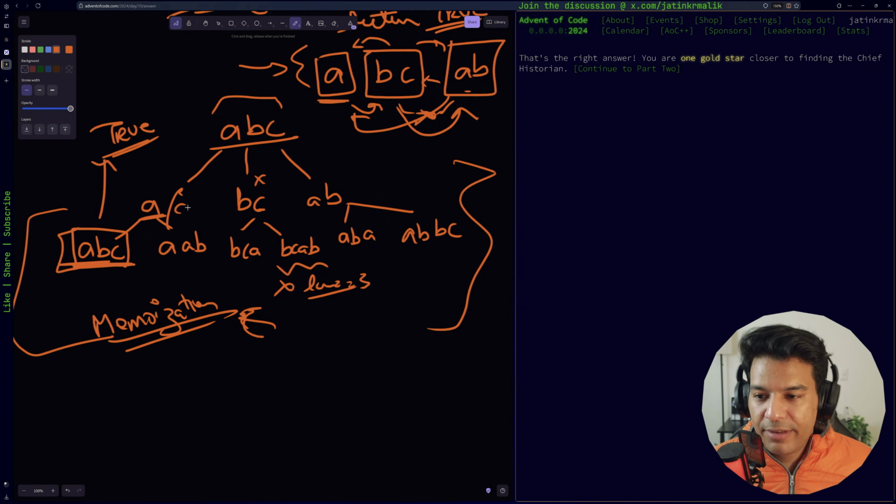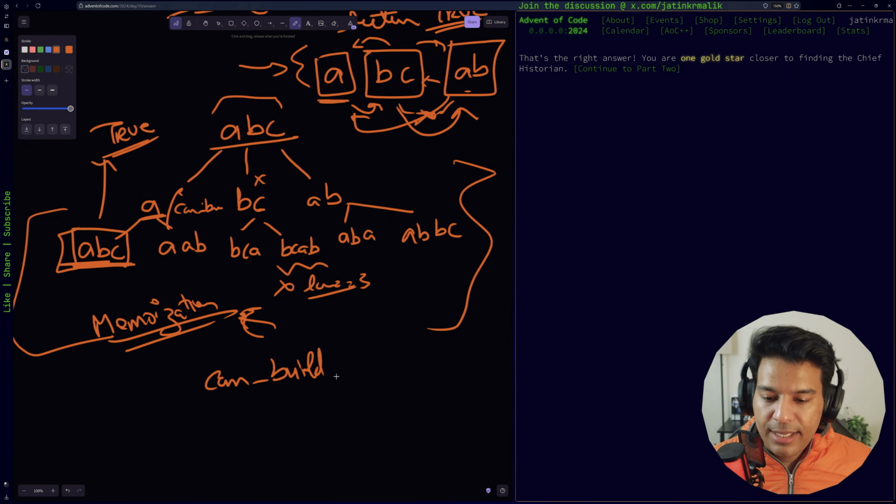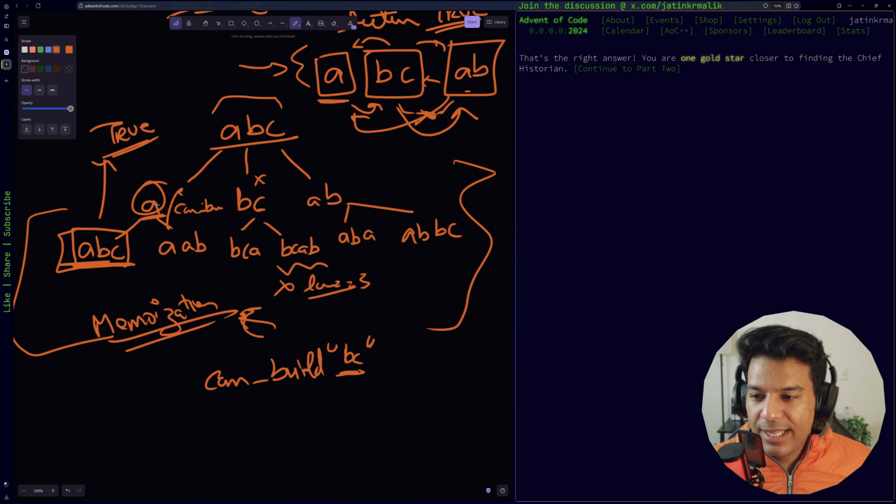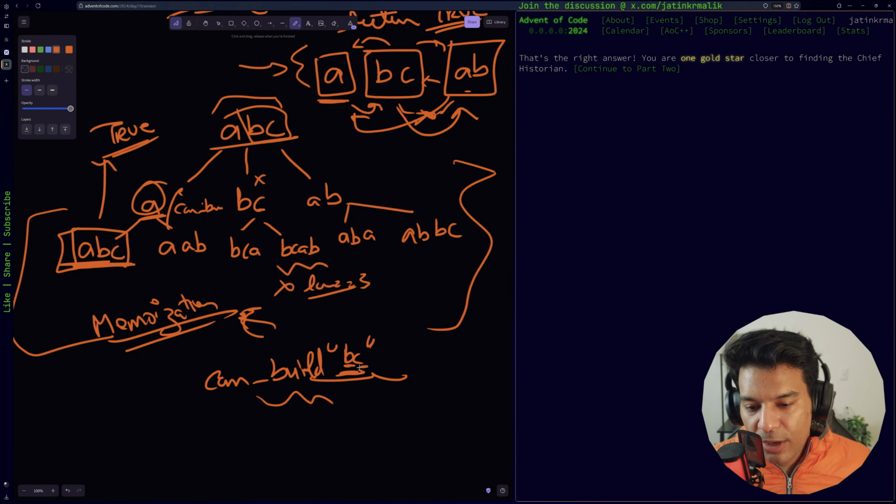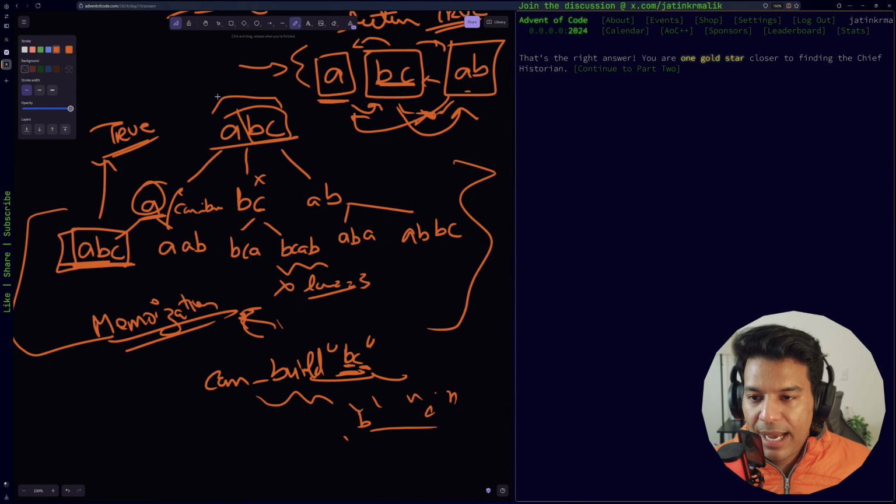So I built a function called can build, and I passed the rest of the pattern to it. If I'm starting with, let's say, A in this example, I already know that we can build A, but what we need to build now is BC. Recursively it will break down B and C if it cannot find a BC towel, and then it will check individually for B and C. And if I get true, true, true back all the way up, it means that we can build the towel.